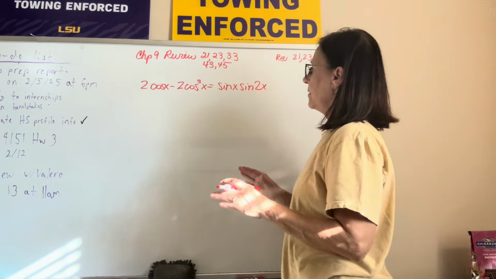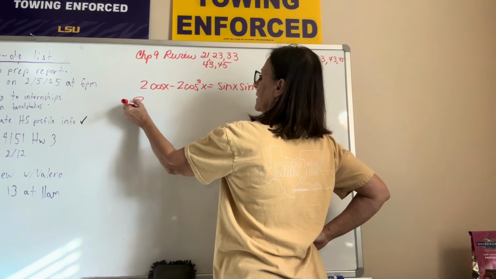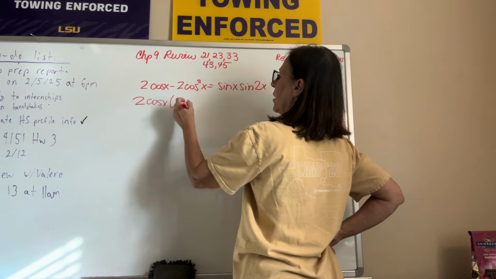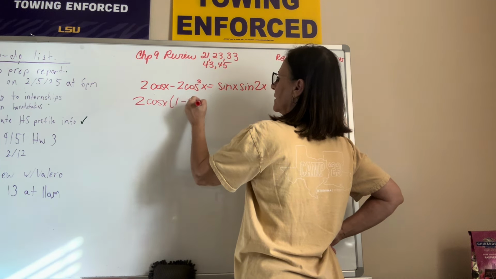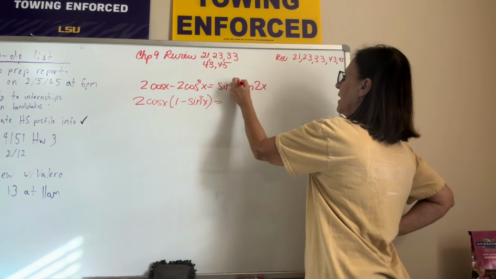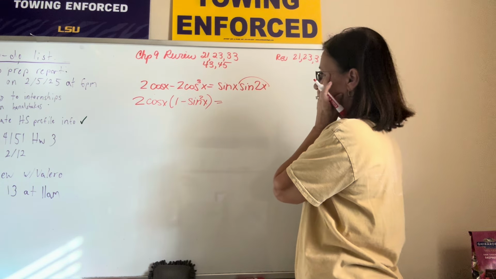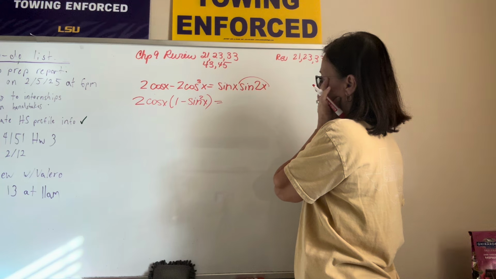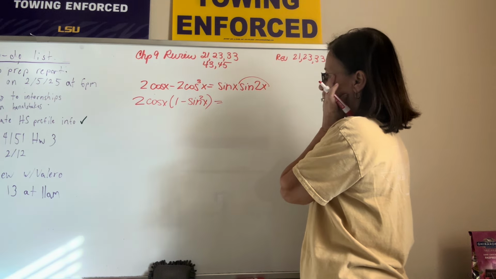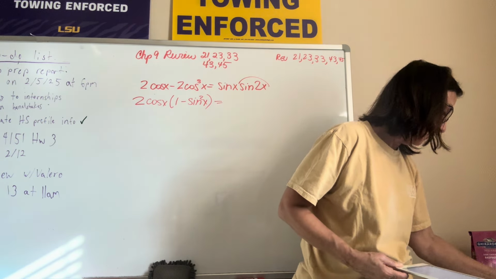I see two things I probably want to do. I want to factor out the 2 and a cosine. That's going to be 2 cosine x, because that's 1 minus a sine squared x. All right, so for this one, normally you work on one side, but I don't think you can. I think you have to work on both sides for 33.